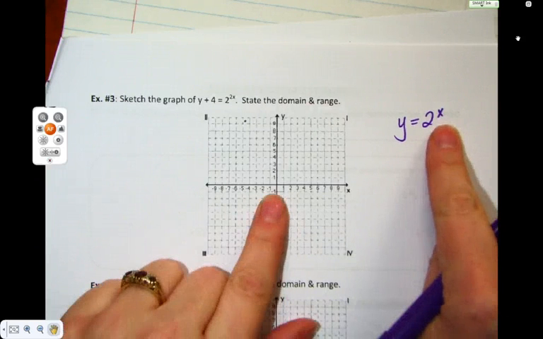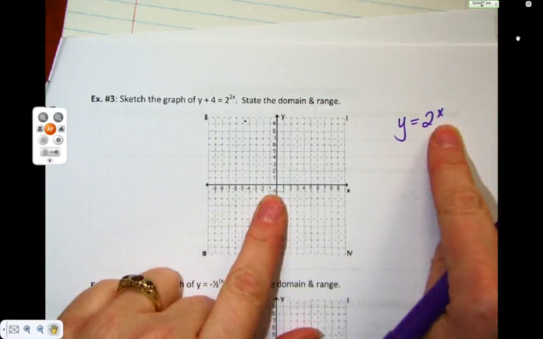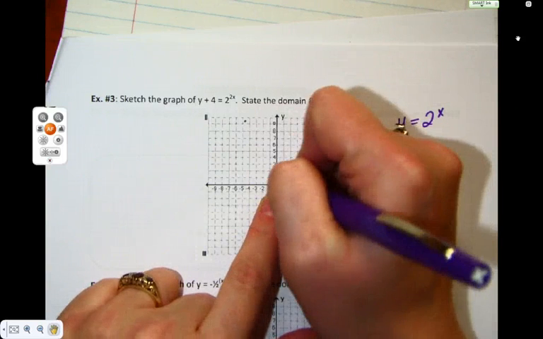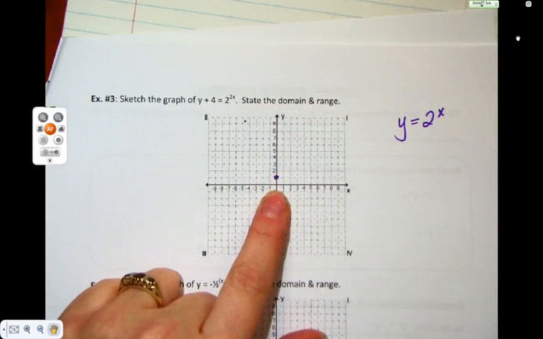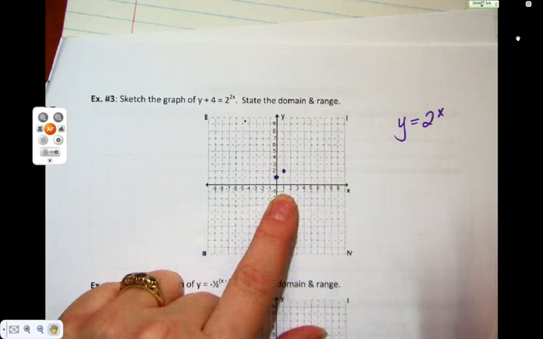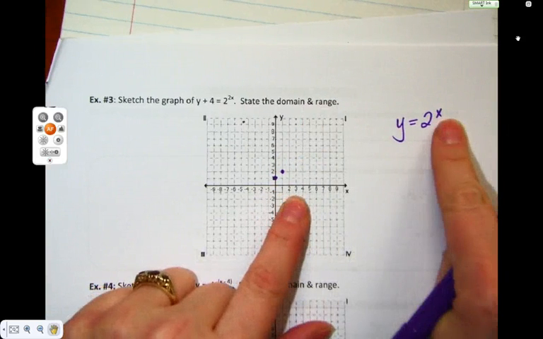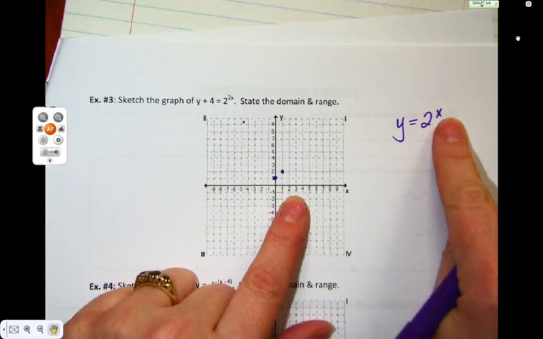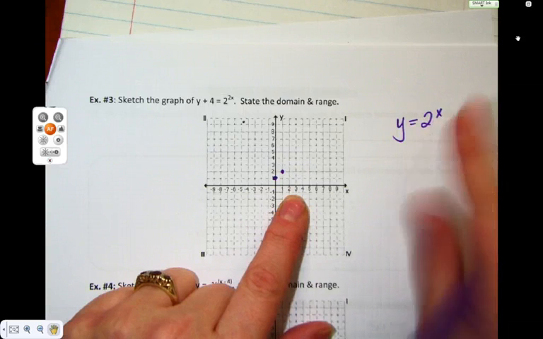So I usually start with 0 because it's the easiest. What's 2 to the 0? So we know that it's got a y-intercept at 1. Now I'm going to go to 1. So if x equals 1, we have 2 to the 1, which is 2. If I put in 2 for x, 2 to the 2, not a trick question, 2 to the 2, 4.